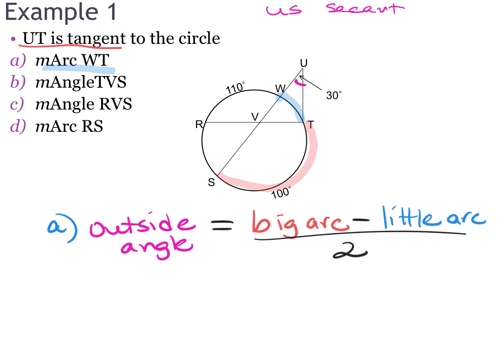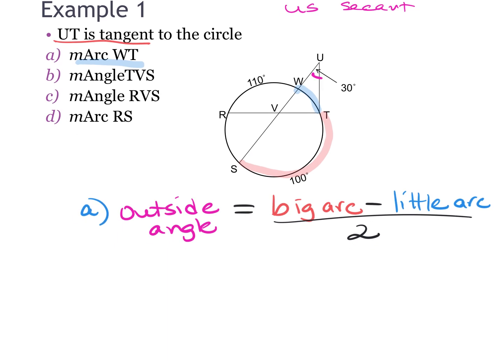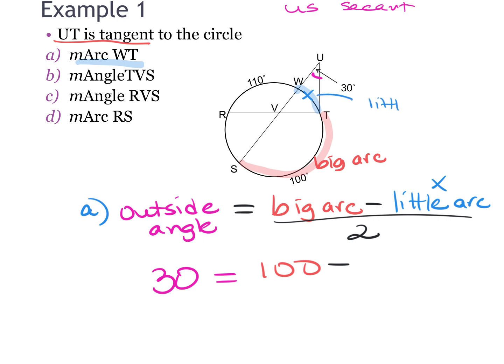So let's fill in what we know. My outside angle is the 30-degree angle. My big arc is 100. My little arc, I'm going to call this X. It's the WT. So this will be little. And then this 30 is the outside angle. So let's fill it in: 30 equals 100 minus X, divided by 2.